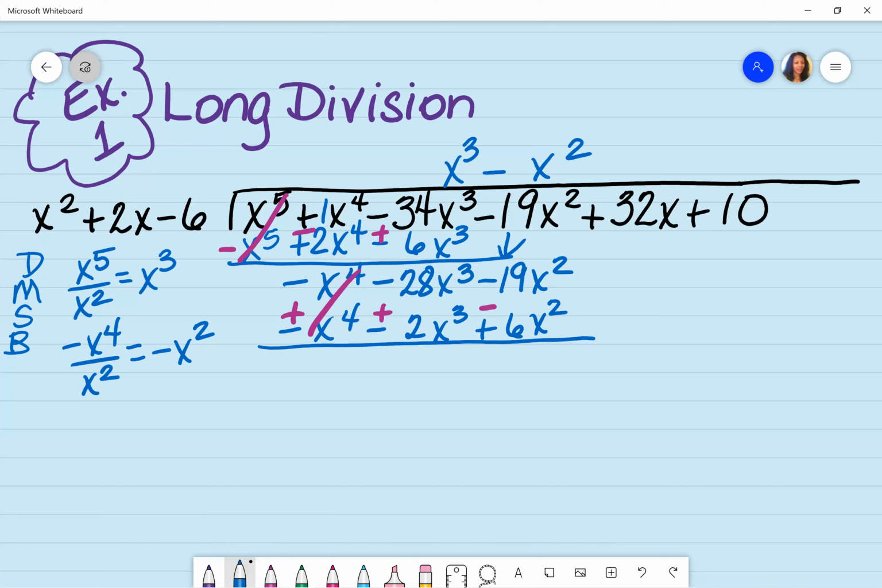Negative 28 plus 2 is negative 26, x cubed. Negative 19 plus negative 6 is negative 25, x squared. My next step asks me to bring down, so plus 32x.